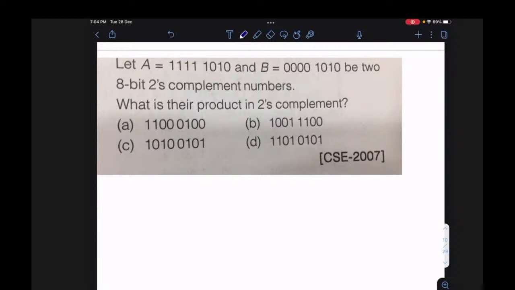Let's see this one. All of you try to answer this. The question is displayed on the screen.